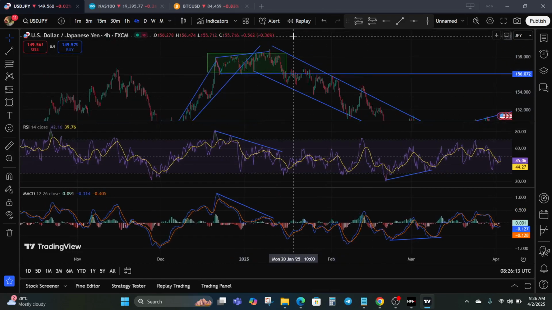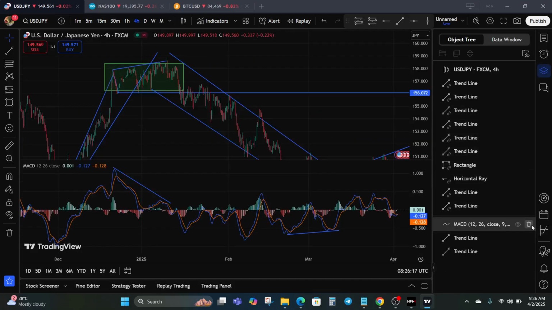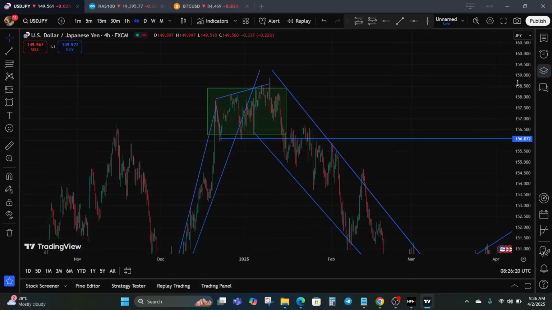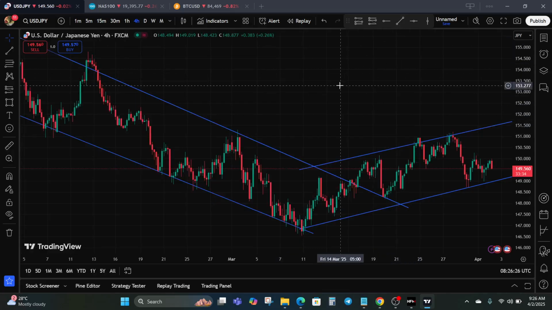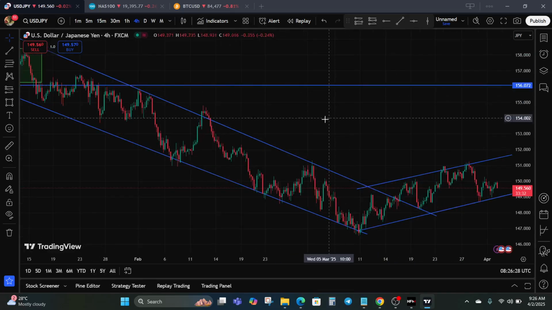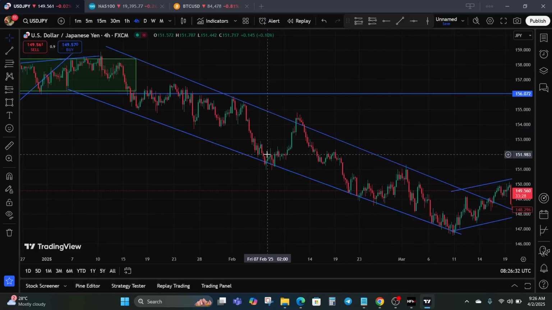Okay. Now, the next trend reversal indicator we're going to be looking at is the moving averages, specifically EMA crossovers. So moving averages help smooth out price action and identify trend direction.